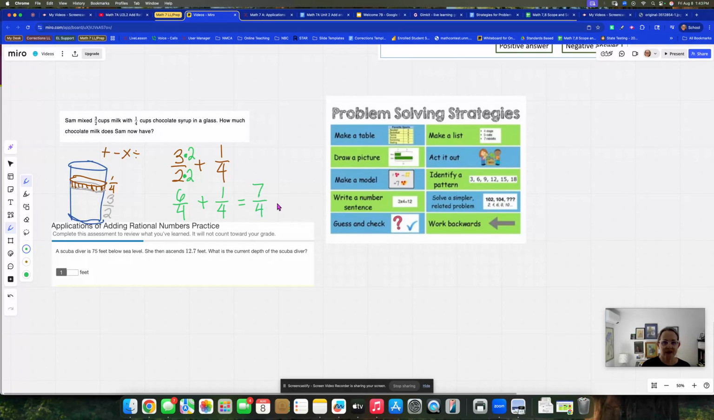And then in the real world, you probably wouldn't want to write that in your recipe. I am making 7/4 of a cup of milk. You would probably want to change that to a mixed number. So I'm going to take the top, divide by the bottom. Numerator divided by denominator. 4 goes into 7 once. This is my remainder. So I'm going to have 1 as my whole number, 3 as my numerator, 4 as my denominator. Whole number, numerator, denominator. So 1 3/4 of a cup.